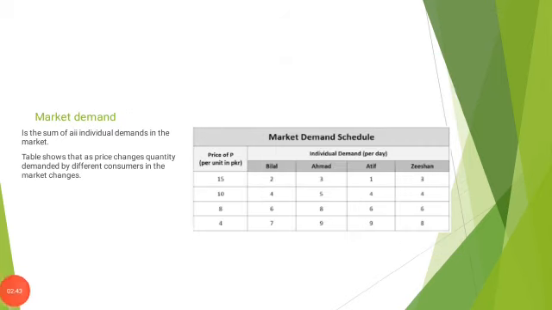Now we have market demand. Market demand is the sum of all individual demands in the market. From the table we can easily understand that at different prices, different consumers buy different quantities of goods in the market. At price 15, Bilal purchased 2 units, Ahmed purchased 3 units, Atif purchased 1 unit, Zishan purchased 3 units. At 10, quantity demanded by all individuals increases. Bilal purchased 4 units, Ahmed purchased 5 units, Atif purchased 4 units, Zishan purchased 4 units.